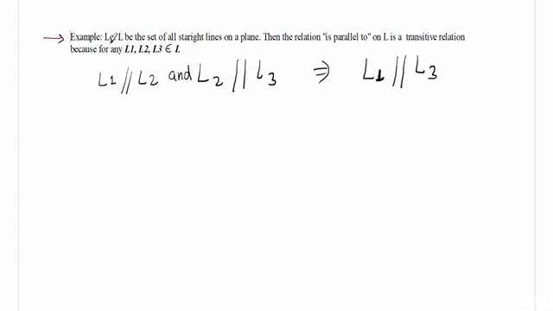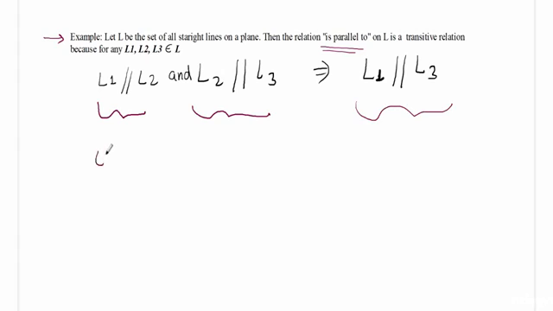Similarly, another example of a transitive relation is the relation is parallel to. Let L be the set of all the straight lines on a plane, then the relation is parallel to on L is a transitive relation. Why? Because if L1 is parallel to L2 and L2 is parallel to L3, then it automatically implies that L1 should also be parallel to L3.